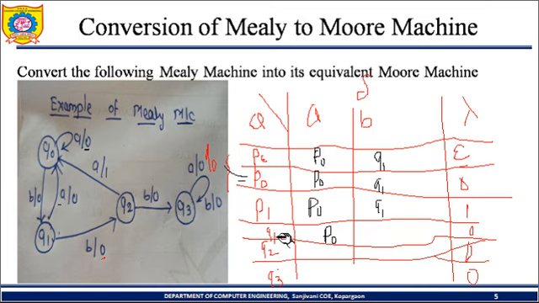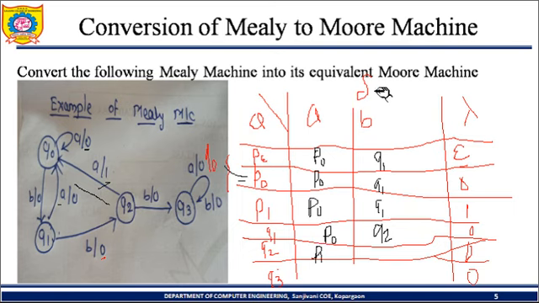Now Q1 with B input. Q1 after reaching B, it will be in Q2, and there is no splitting of Q2, so that will remain Q2. Now Q2 after reaching A. Q2 after reaching A input, it will be in Q0, at that time output is 1. So Q0 with 1 output is what? P1. So here we need to write it as P1.